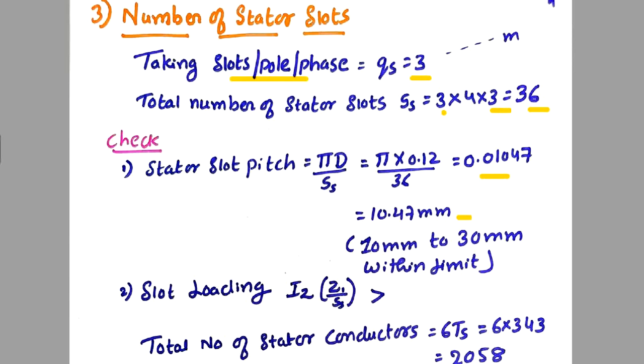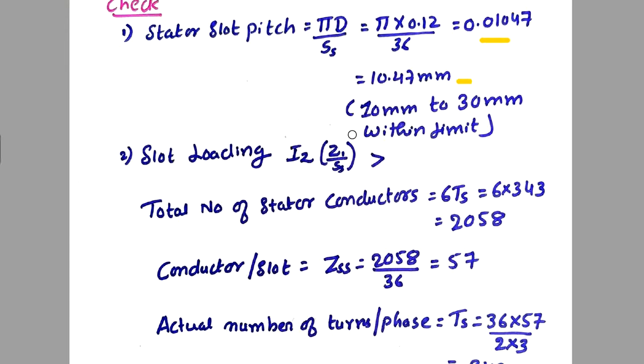Now, the slot loading. In some questions, they will give that slot loading should not cross 750 ampere conductor or 800 ampere conductor. So at that time we will check this value. Right now this is not required for this. In some questions they will specifically give that, further I will solve.